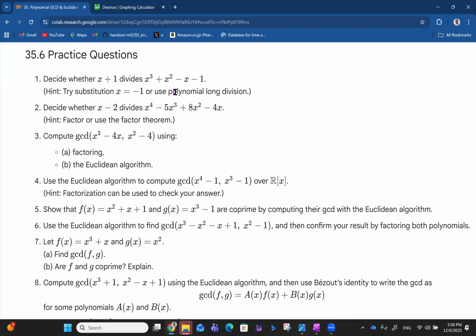Okay? So this one says compute the GCD for x cubed minus 4x and x squared minus 4. Now, this is like what we did before, because this will be x times x squared minus 4, which is x times x minus 2 times x plus 2, whereas this is x minus 2 times x plus 2. So you can do it just like what we did before. Then use the Euclidean algorithm to compute the GCD for x to the power 4 minus 1 and x cubed minus 1 over R of x. Factorization can be used to check. You can factorize to check your answer. Of course, that's possible.